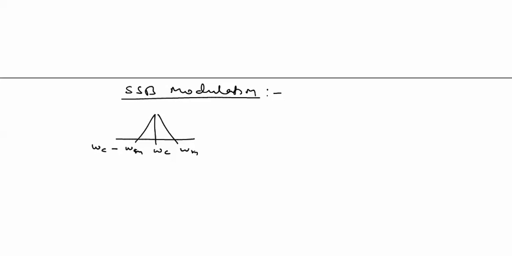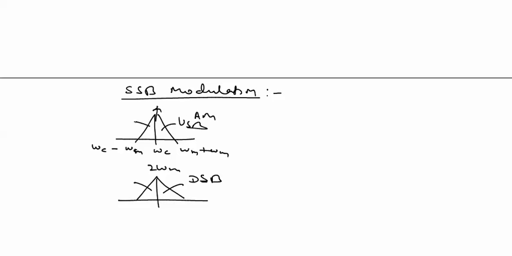minus and plus omega c. Bandwidth is twice omega m. In DSB, both the sidebands are present without the carrier. In AM there is a carrier. In DSB-SC or DSB, both the upper and lower sidebands are present. Upper and lower, USB and LSB, both sidebands are still maintained.